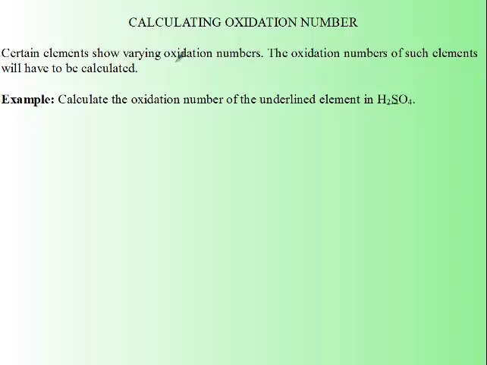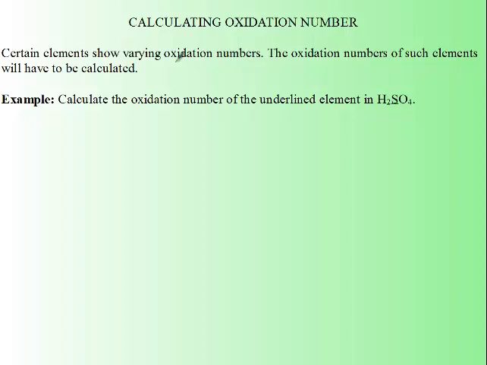We saw that group 1 elements always have oxidation numbers of +1, but there are other elements that have different oxidation numbers, that trade different amounts of electrons in compounds. These are mostly the transition metals, and then other elements also do the same. Now, the oxidation numbers of such elements must be calculated, okay, because we do not know how many electrons are involved when it comes to them. So we need to know exactly how many electrons they are trading.